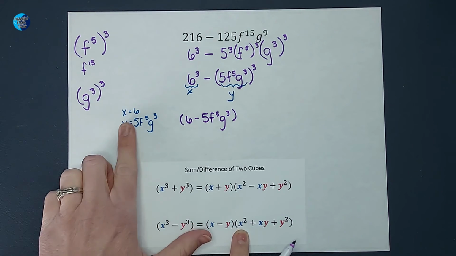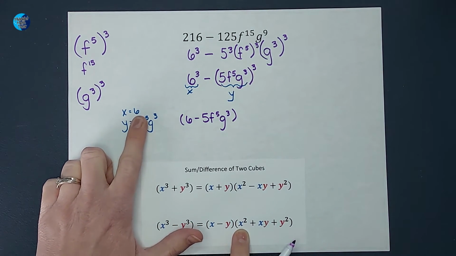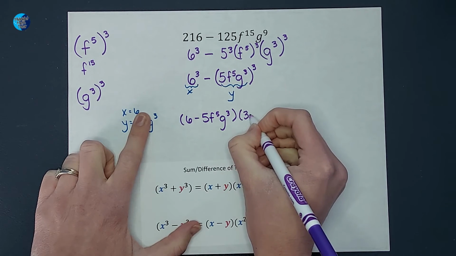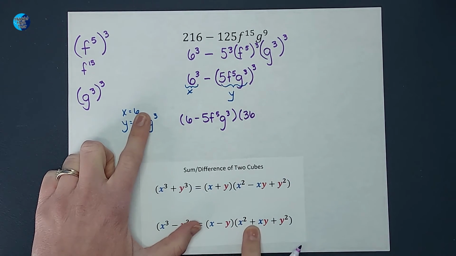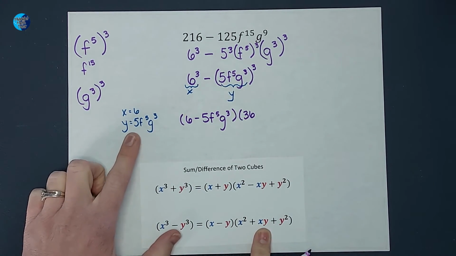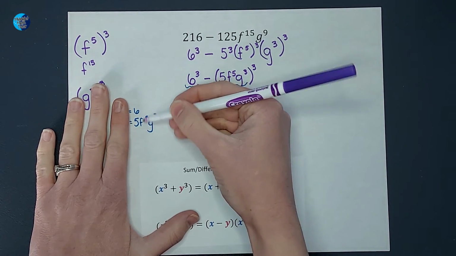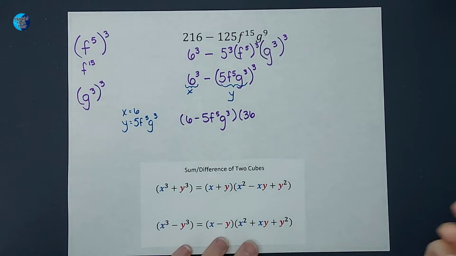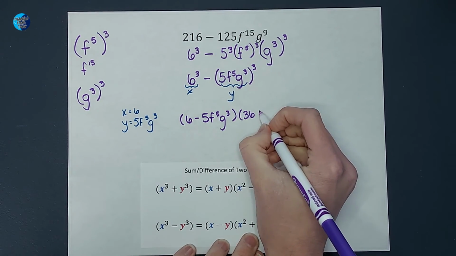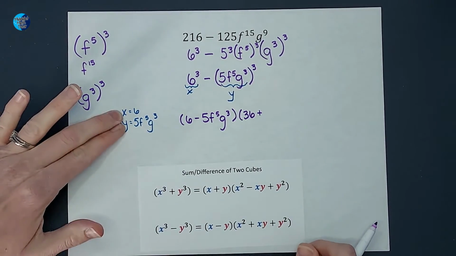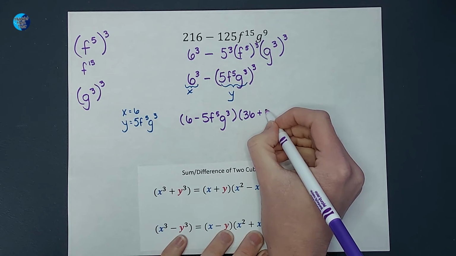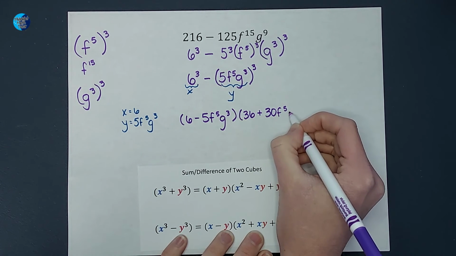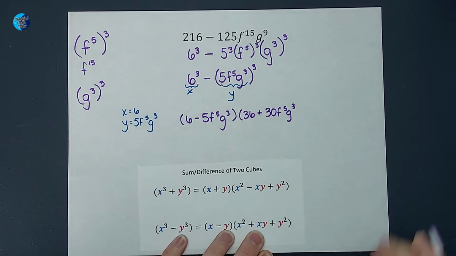Then I have x squared. Well, x is 6, so 6 squared is 36. Plus x times y. So I'm multiplying these two together. So 6 times 5 gives me 30, and we are adding this. So plus, when I multiply these together, I get 30 f to the 5th, g to the 3rd.